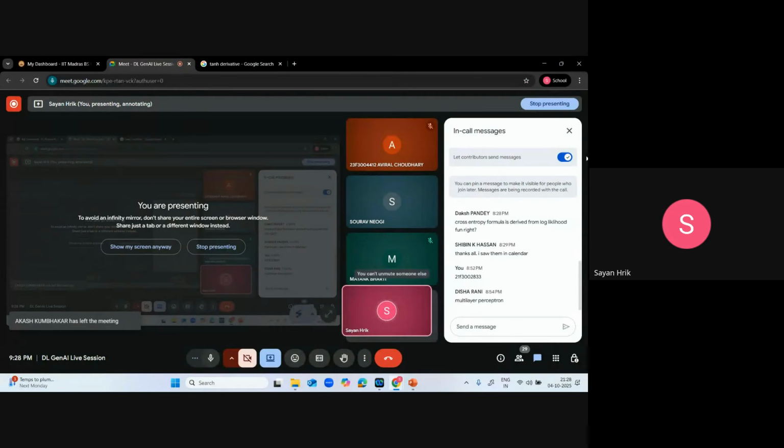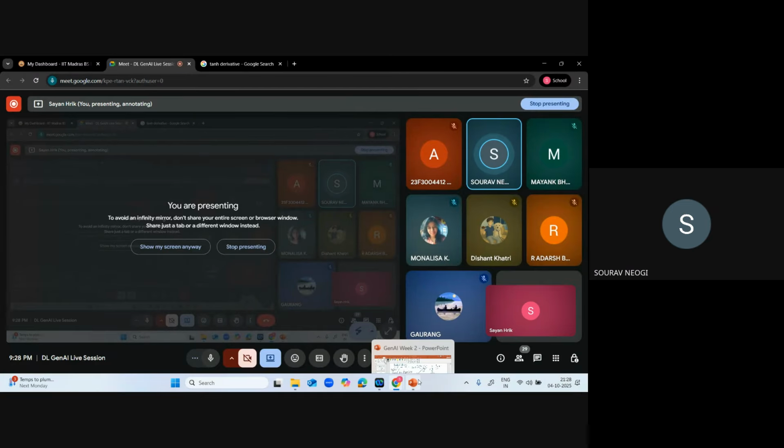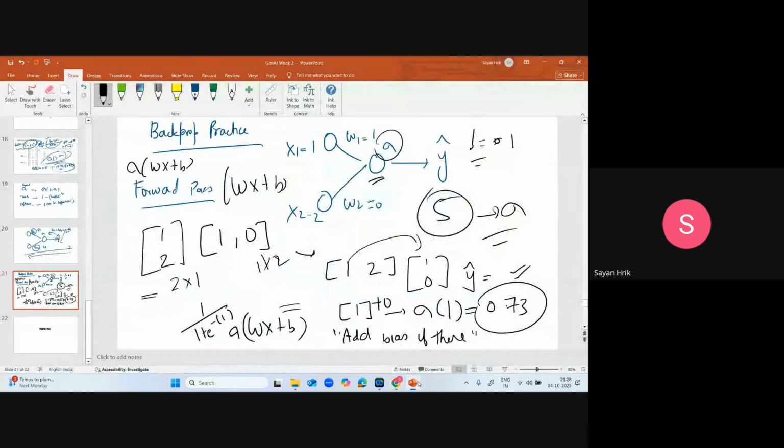Somebody raised hand, I think. Sir, is it possible to always get a 1 cross 1? Yes, it will always be possible. If it is of higher dimension, then we'll have more layers to make it into 1 cross 1. So at every layer, we'll reduce the dimension.